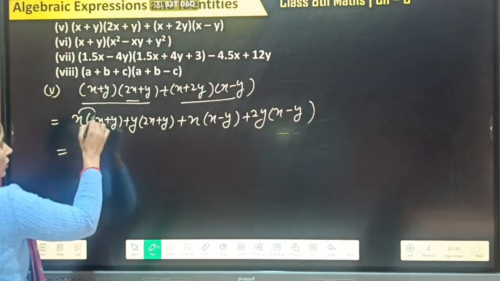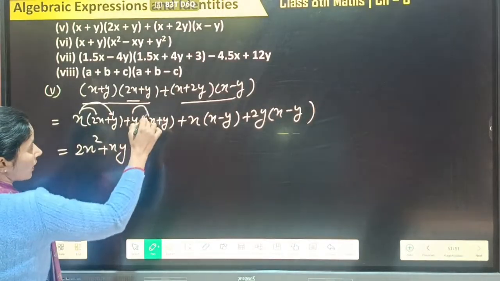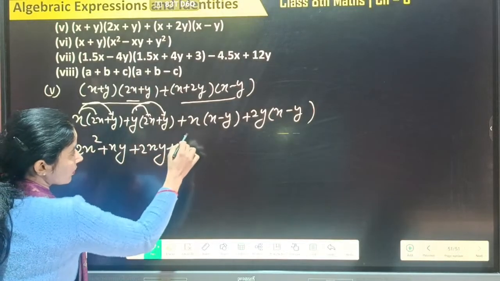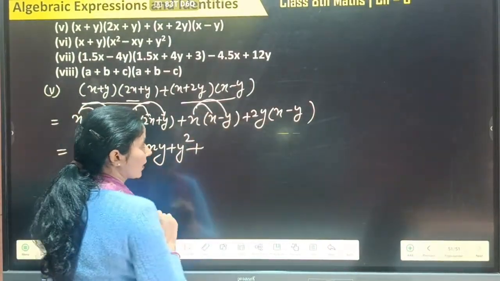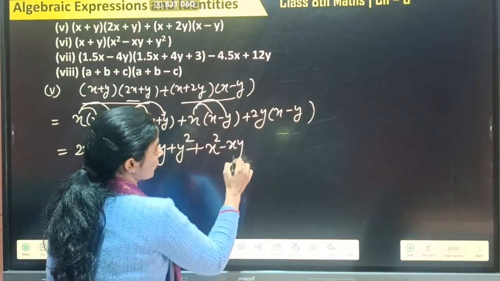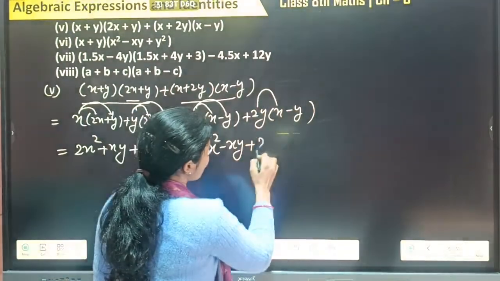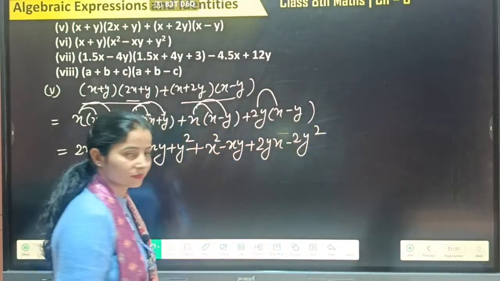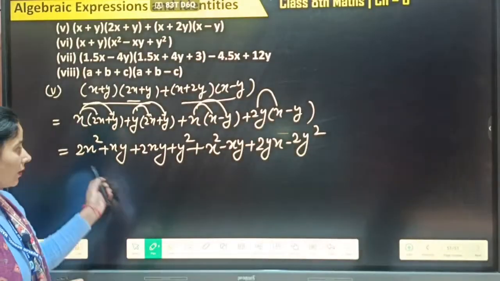Now this x with 2x and then with y, it is 2x square plus xy. Y with 2x and then with y, 2xy plus y square, plus x with x and then x with y. It will be x square minus xy plus 2y with x, it will be 2yx minus 2y square. Now the next step is to simplify this expression.